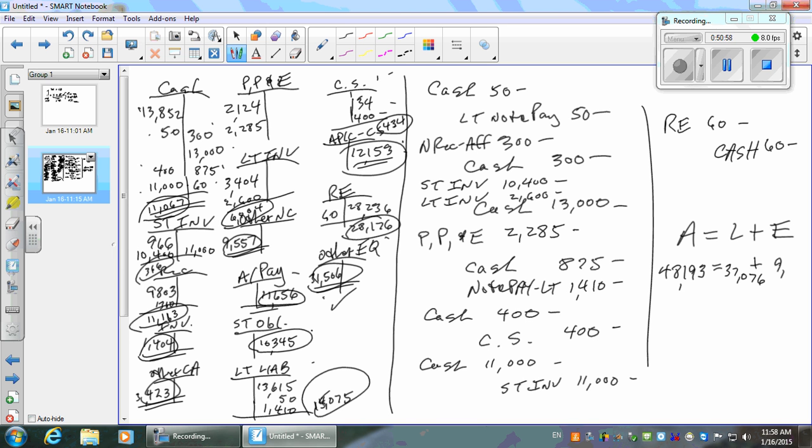What is it, 9? What's equity? Only one person totaled them in the whole class. Is that right? Nobody else has a calculator. 434 plus 12,153 plus 28,176 less 31,506. I got 9,257. I like 9,257 better. 9,257 plus 37,076 should be 48,193. It's not, is it? No. That's because you guys can't add. Okay, I'll let you go.